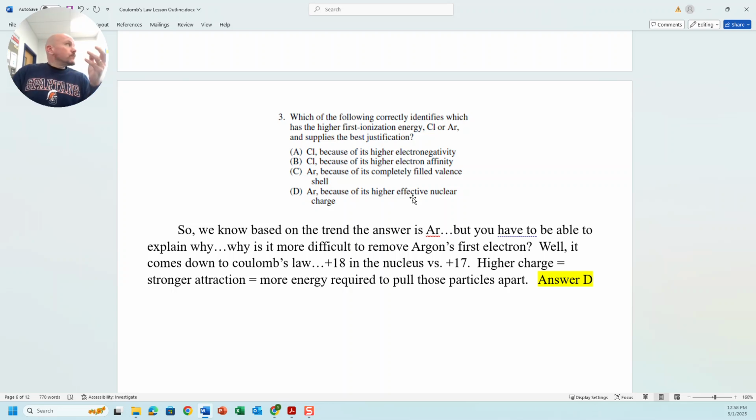So chlorine and argon both have the same number of core electrons. Their valence electrons are in energy level 3, so their core electrons are the energy level 1 and energy level 2 electrons. So they both have 10 core electrons. But since chlorine only has 17 protons, 17 minus 10 is a plus 7 effective nuclear charge. But argon has 18 protons minus 10, that's a plus 8 effective nuclear charge. And the higher the effective nuclear charge, the more attracted the electrons are, the harder they are to remove. But really, they could just say it has a greater nuclear charge.